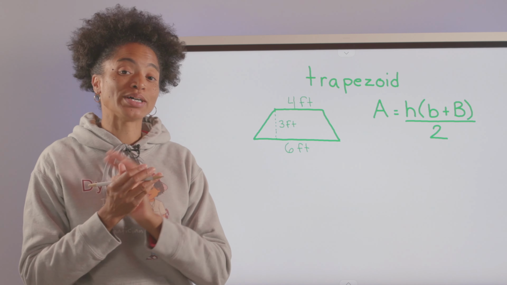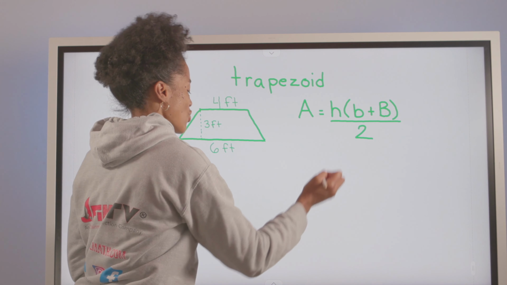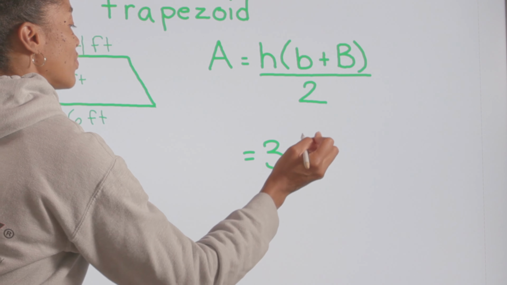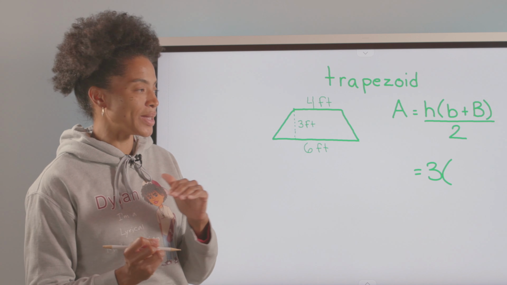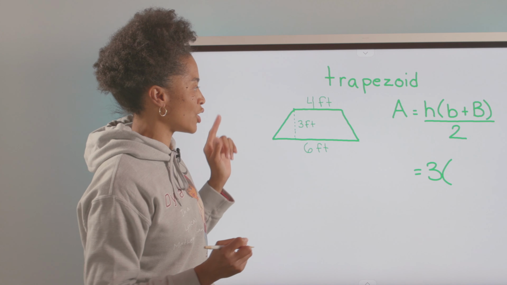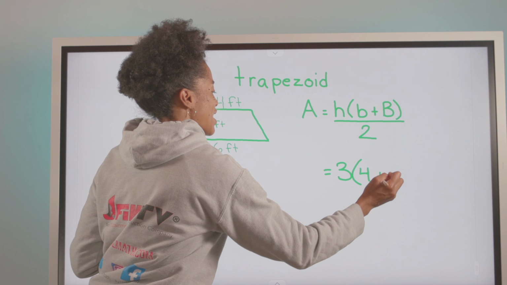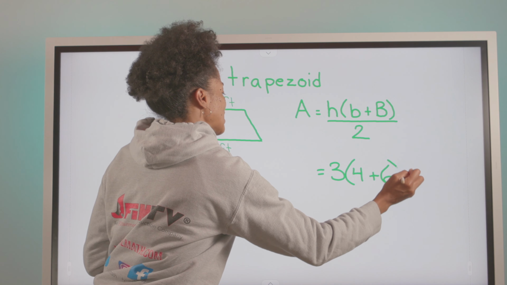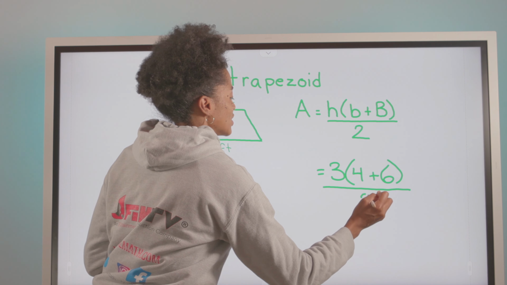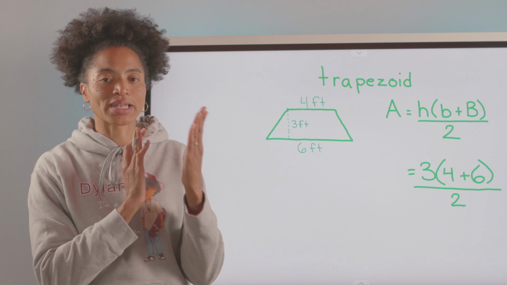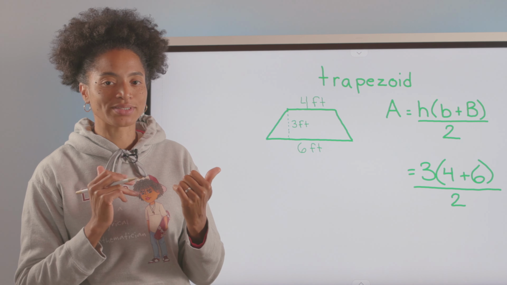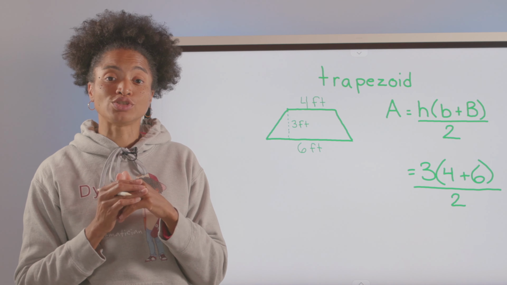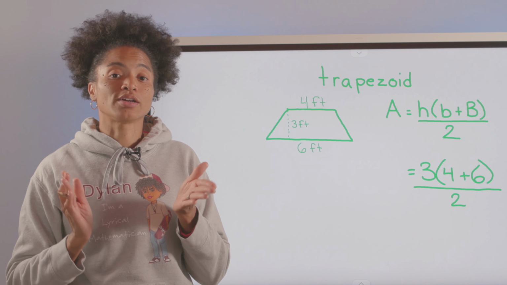We have a height of how much? 3 feet. So I'm going to put my equal sign. We have a small base in a trapezoid of 4. We have a large base of 6. Good job. And we're going to take all of this and divide it by what? 2. See how we just replace the variables with the numbers that represent them. We want to solve the parentheses first, and that is what we do when we follow the order of operations.